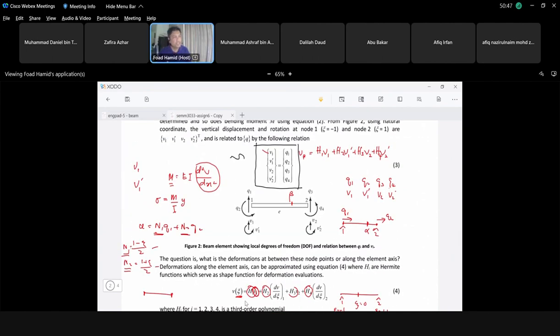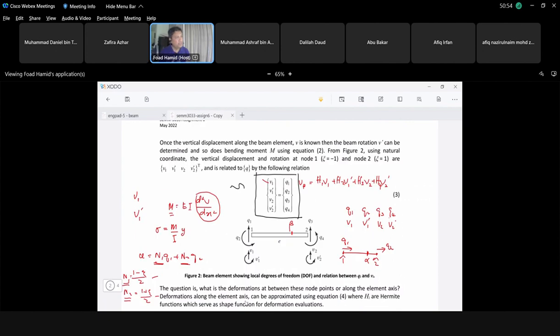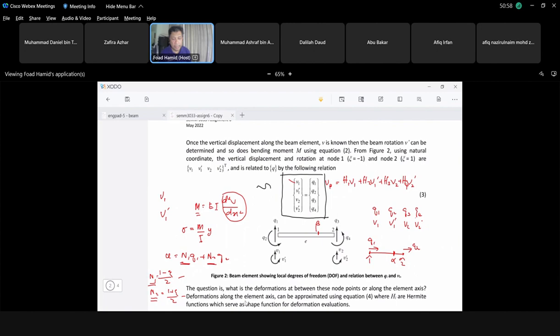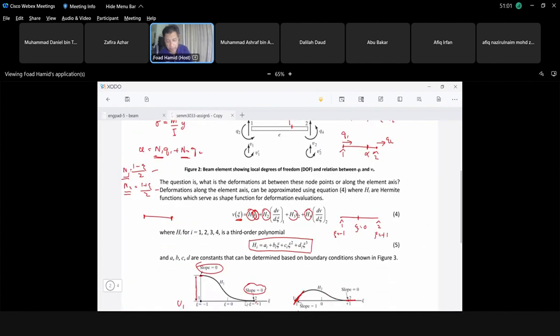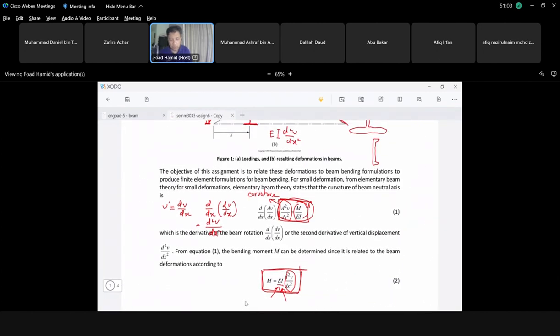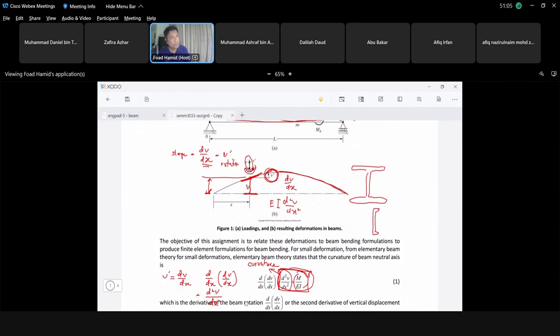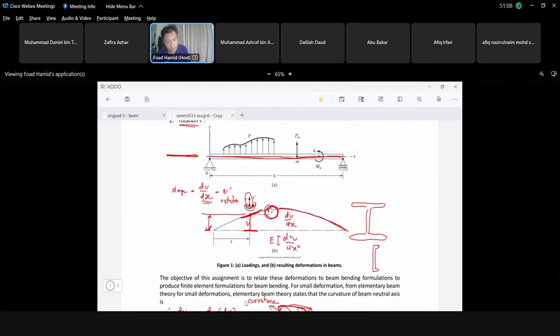Let's see the parallelism between our bar element and our beam element. Remember, our bar element is just 1D, one degree of freedom per node. But for our beam element, it is not. For the bar element, we started with displacement U. We know that U is just TL over AE. This is the theoretical displacement.